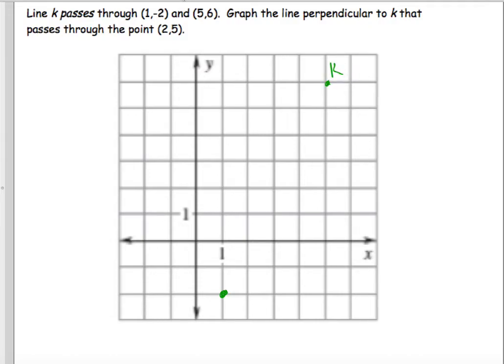And I'm going to graph that. There's line K. And it says, graph the line perpendicular to K so that it passes through the point 2, 5. So I'm going to start by graphing 2, 5.